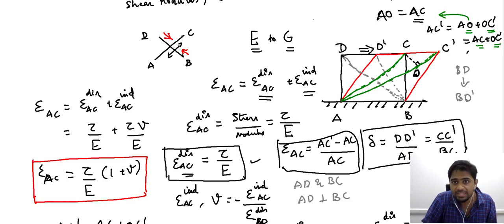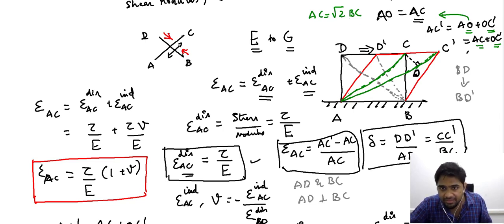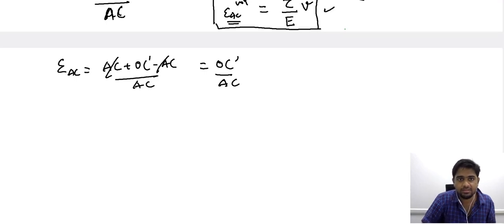So AC is nothing but the square root of BC. The AC that we have considered is nothing but the diagonal of ABCD, so this AC can be written as the square root of one of the equal sides. We will consider the side BC, so AC can be expressed as square root of BC.